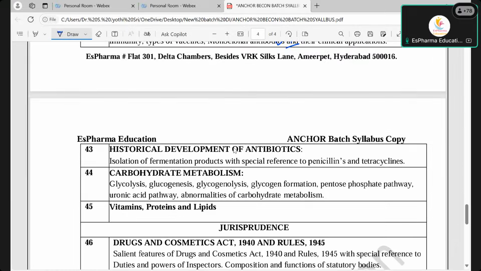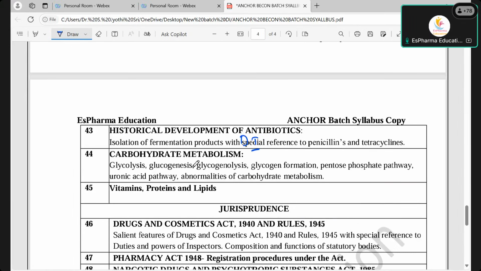Development of antibiotics is also a drug inspector topic. And these are both drug inspector as well as pharmacist topics. Got it? Right? And this also carries 5 to 10 marks. Sorry, 5 to 10%.